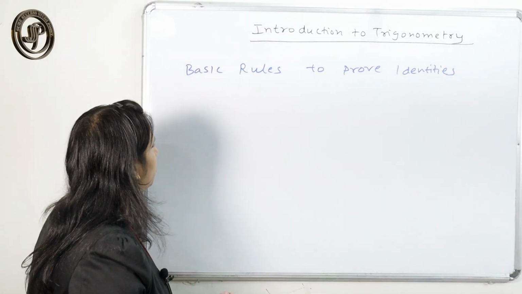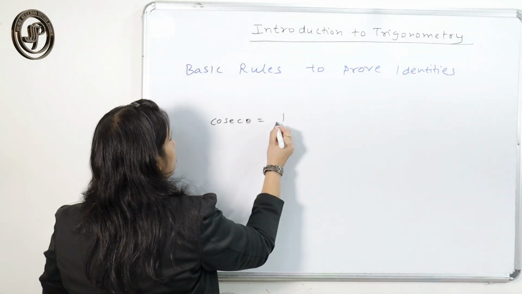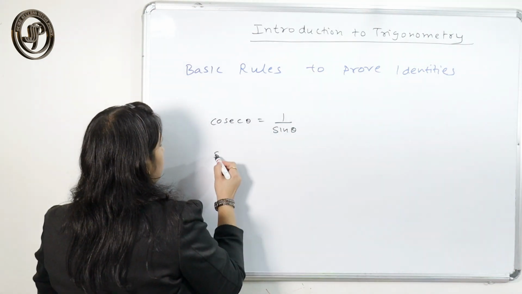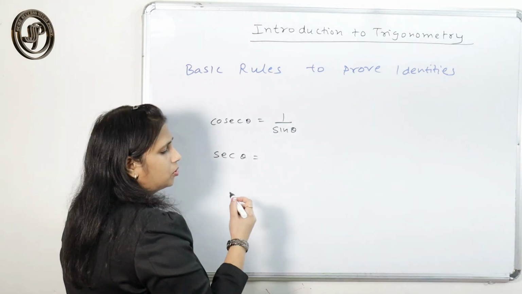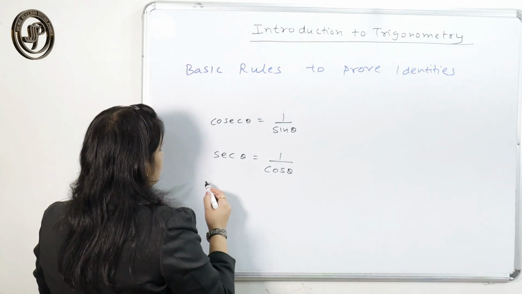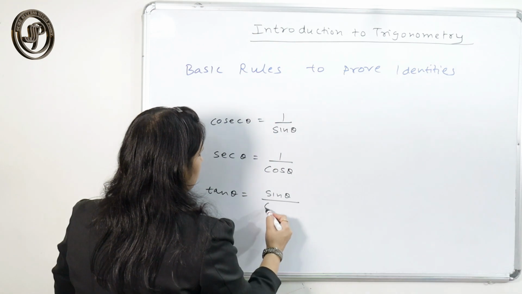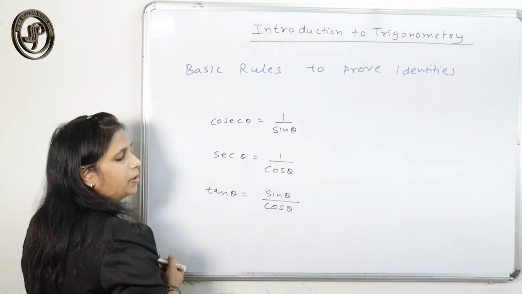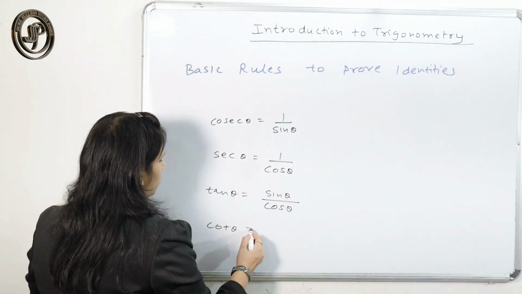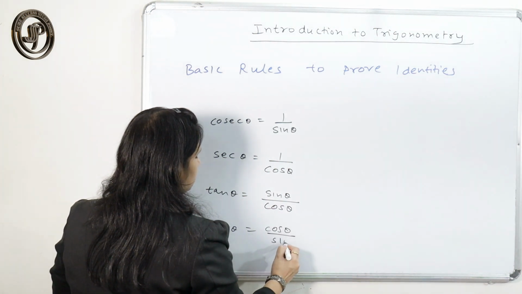One more important thing: if the question is in cosec, how can you convert cosec into sine? We know that it is the reciprocal of sine. And sec, how can you convert sec into sine cos form? You can write sec as 1 by cos theta. Similarly, tan can be converted into sine cos form as sine by cos, and cot can be converted into sine cos form as cos theta by sin theta.